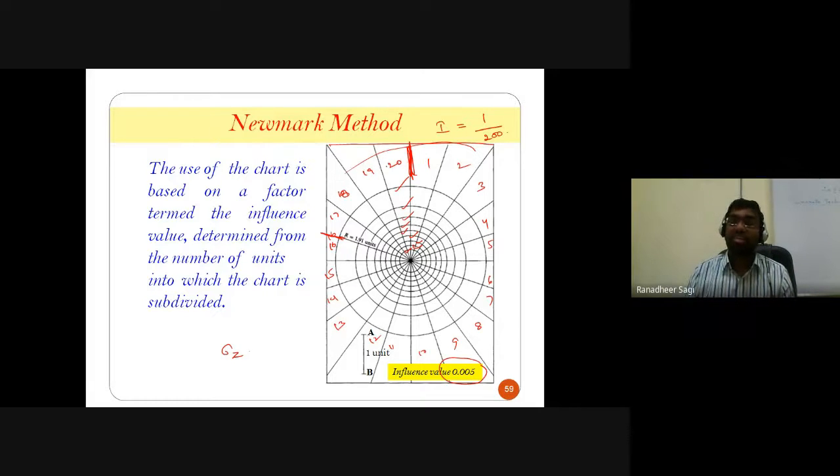Likewise, I have 10 concentric circles. So for the total number of elements, if I have patience, I can go on to count. I'll be getting 200 elements. It means the influence factor value of this given standard chart is 1 in 200. Okay, the influence value of each element is nothing but 1 in 200.